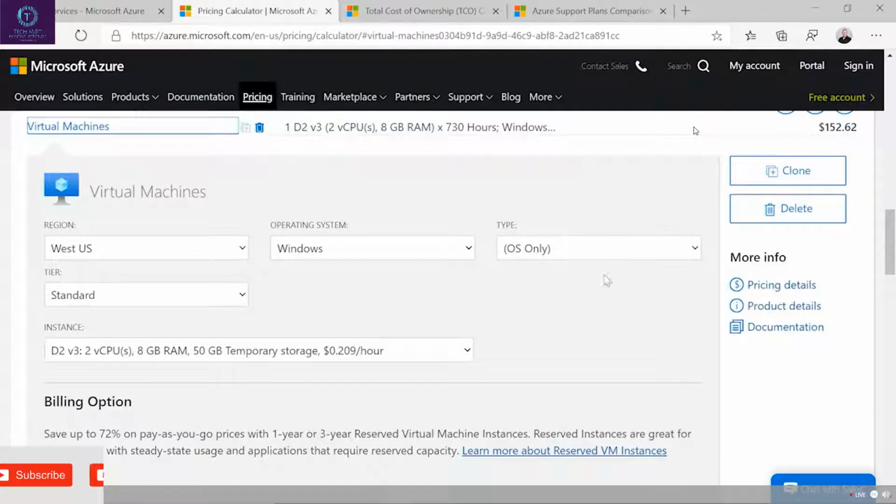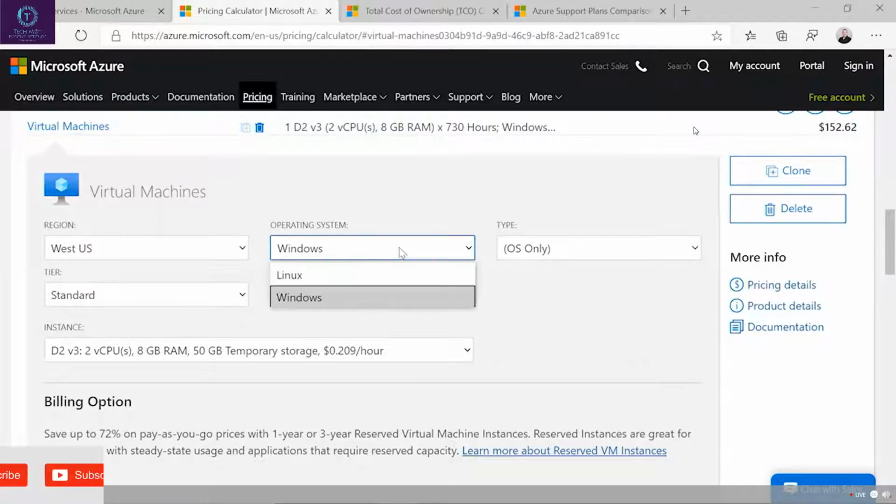And pay attention to this little number. Right now we're at $150.62 a month for this virtual machine, which is a D2 V3 virtual machine. It's currently running Windows. Now bear in mind, the cost of this virtual machine depends not only on what operating system you have, but also on what type of virtual machine we have.